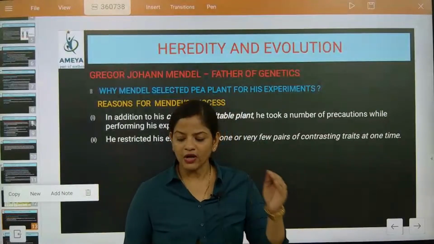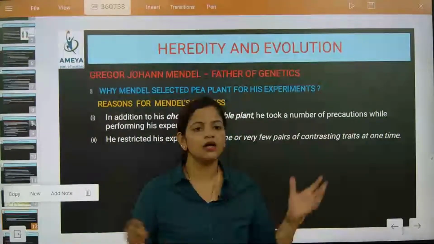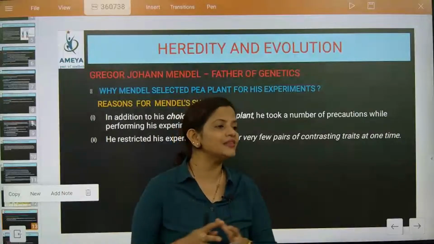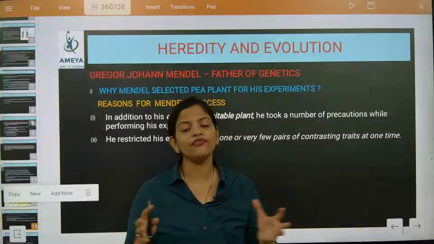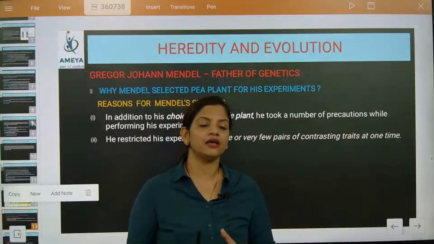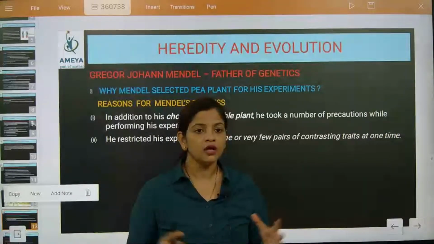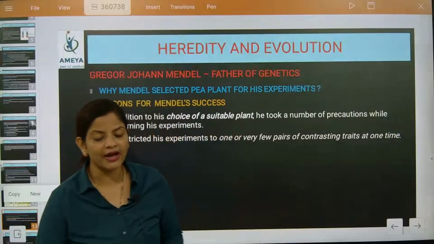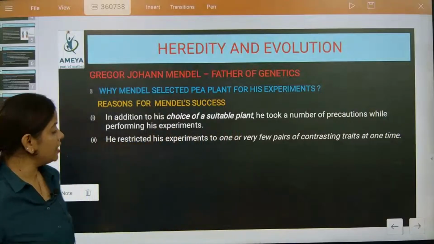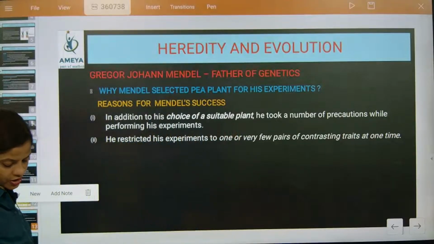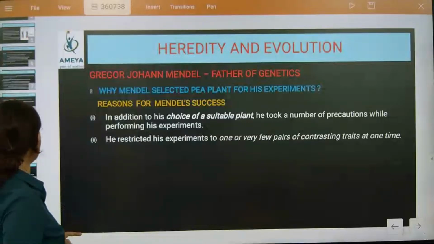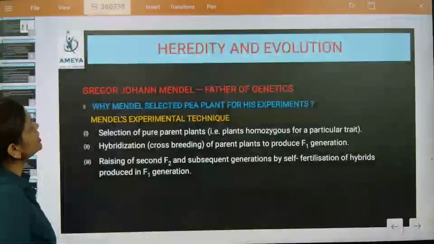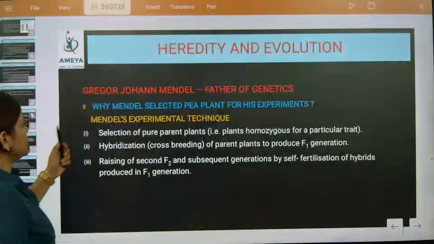Now the failure part will be less, because if we had merged more characteristics together, the chances of failure might have been very high. But now the chances of failure are not so high, because he selected a single character. So now we are going to talk about Gregor Johann Mendel, father of genetics.